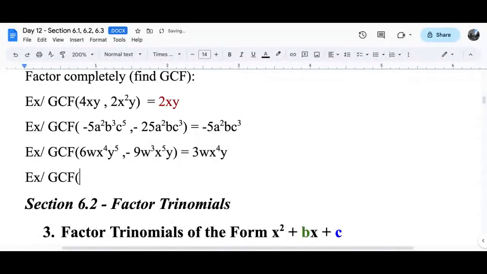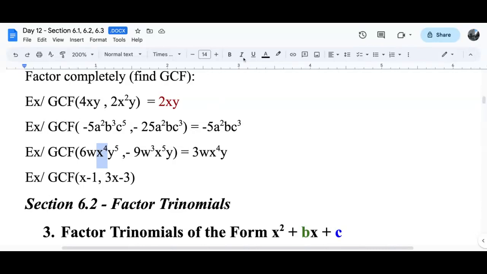GCF. Let's see, we have the first term x minus 1, and the second term might be 3x minus 3. Does someone have questions? Let me check. Why was it to the power of 4? Okay, let's go back to see why.